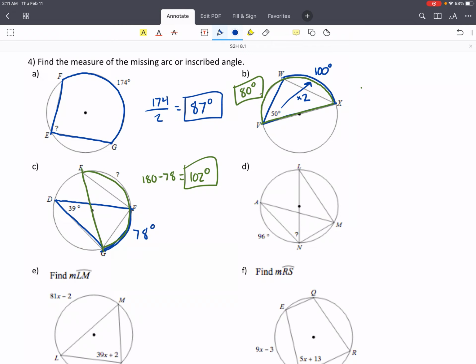Part D, this time I'm going to start at the arc that I've been given, so I like to highlight it, and then I like to go backwards to just find out what angle it created.